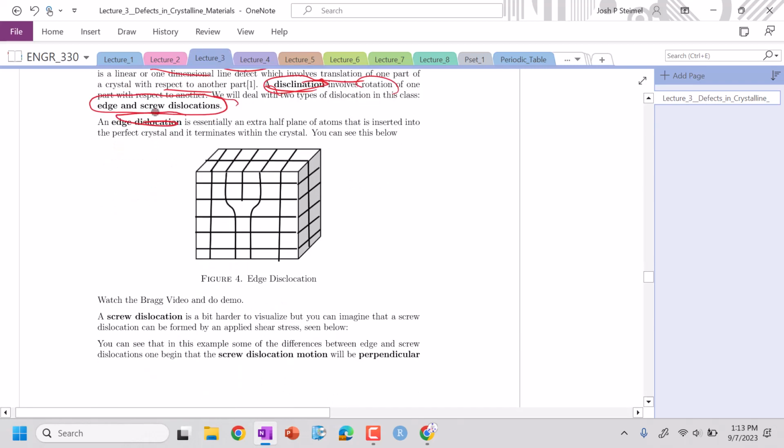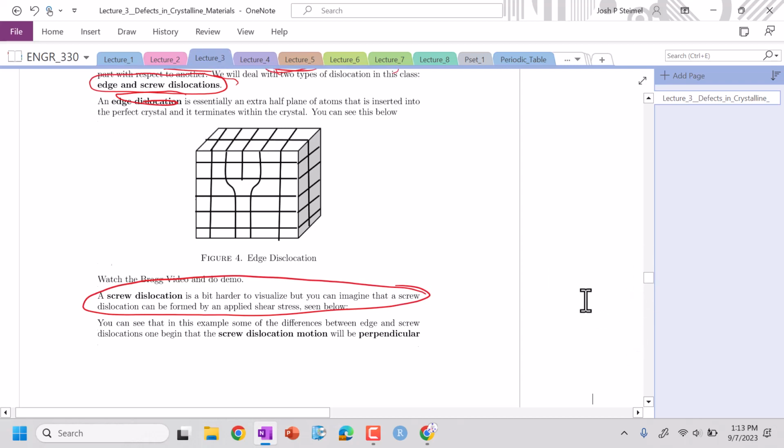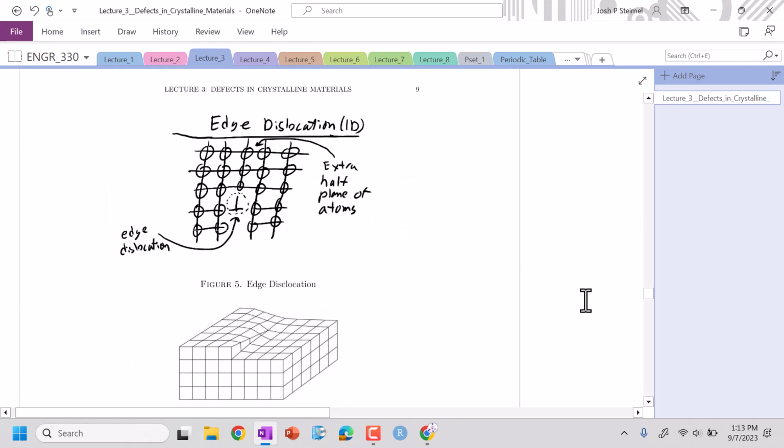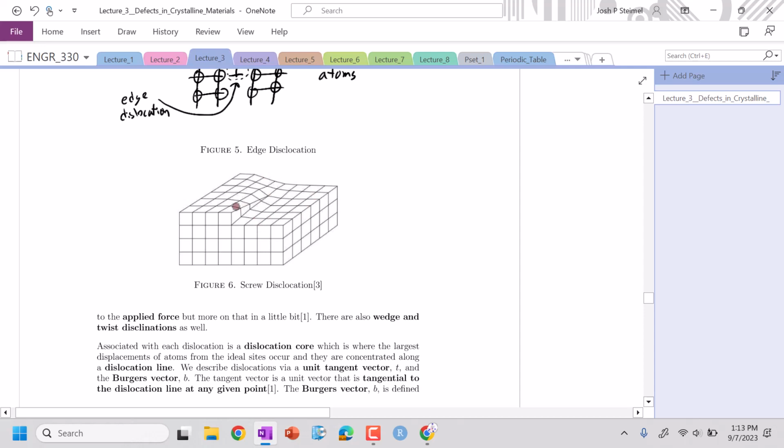So, an edge dislocation, you can imagine it as an extra half sheet of paper inserted that does not terminate. You see, this line terminates, this line terminates, this line terminates, but this line does not. So that's the key idea of how you visualize an edge dislocation. A screw is a bit harder to visualize, but you can see a screw dislocation below here. It has basically a change in our Z direction, or change in some direction here. So you can see it's shear, really, that can create that type of defect.